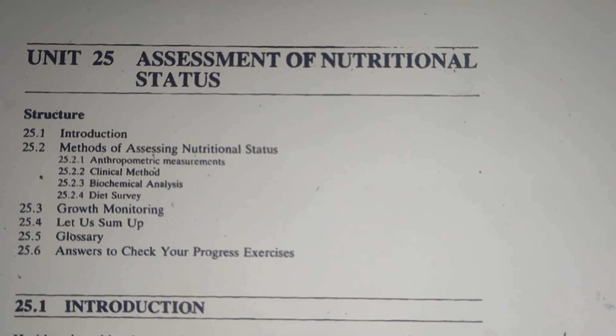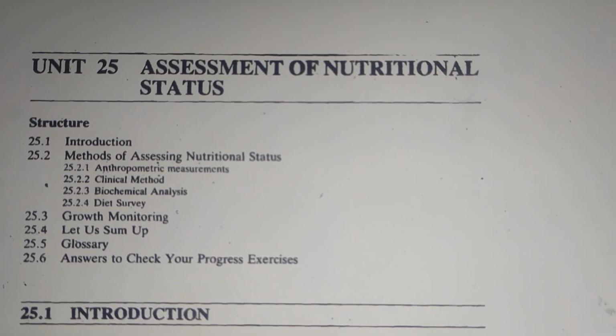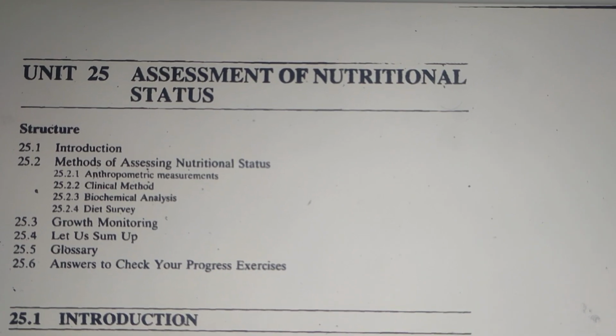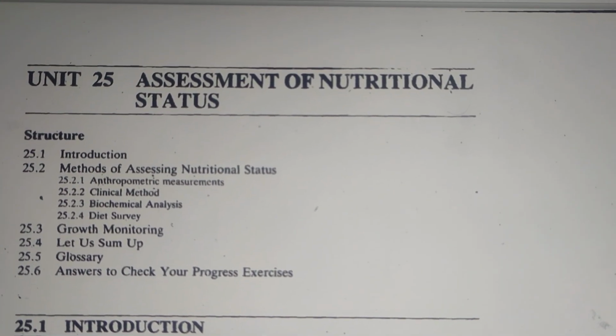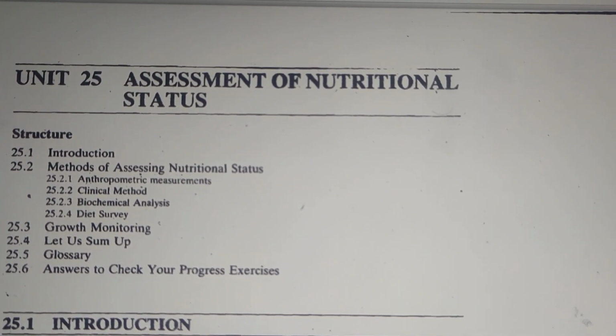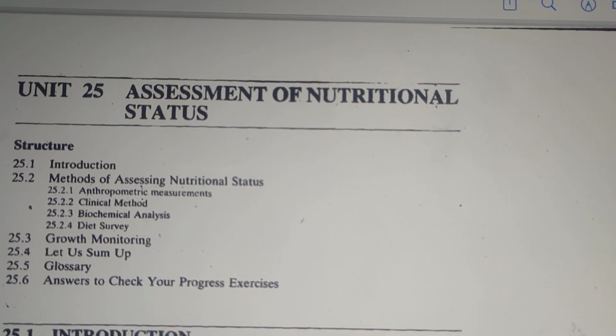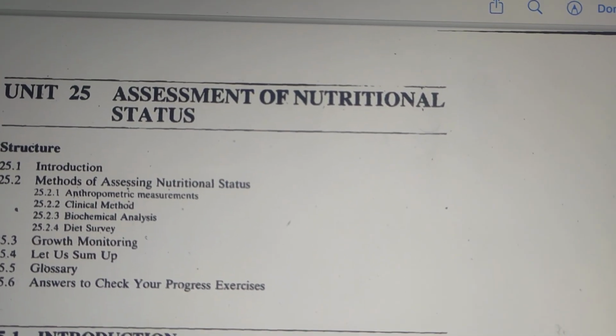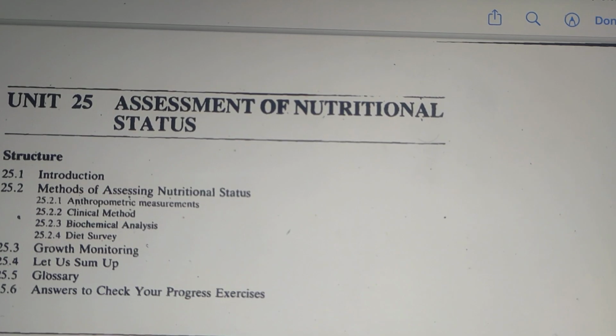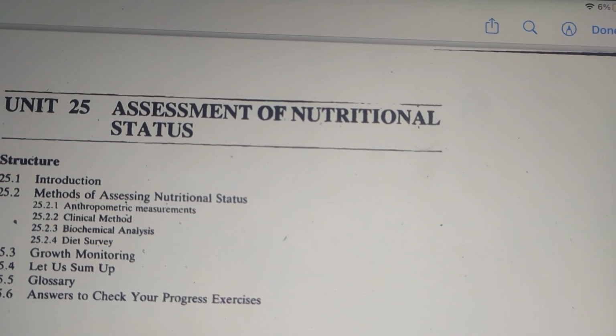So, hi everyone, today's topic is assessment of nutritional status. Coming to the introduction, health and nutritional status of an individual depends on the food he eats. So, how do you find whether the individual is in a state of good nutrition or not?